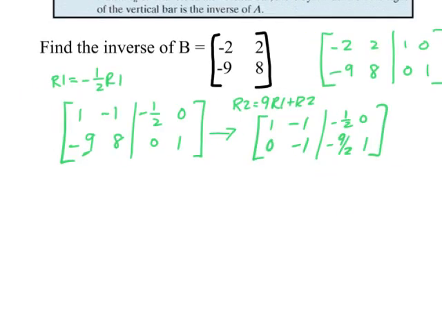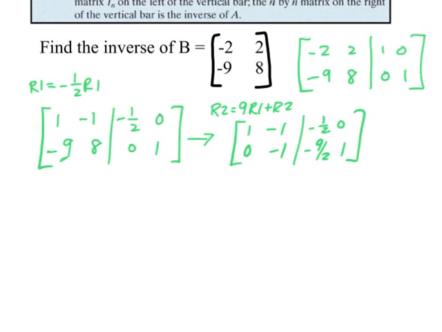The next thing we need to do as we keep moving along is we have to get a 1 here. So it's right now a negative 1. So I'm just going to multiply the whole row. Row 2 is going to be negative 1 times row 2. Just change the sign of the whole row. I'll rewrite the top row.